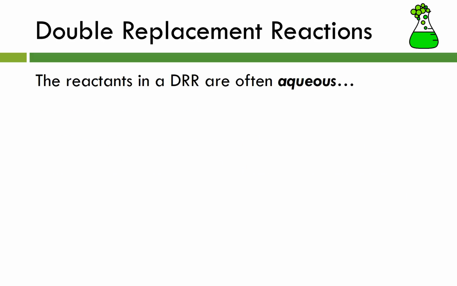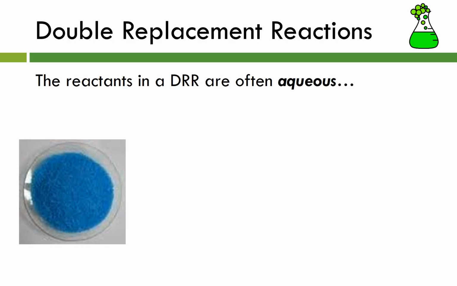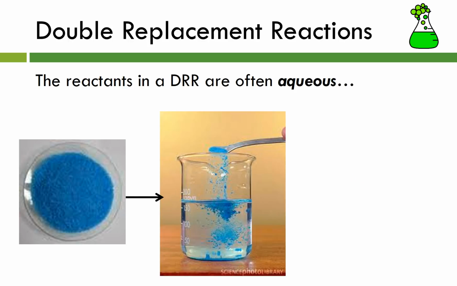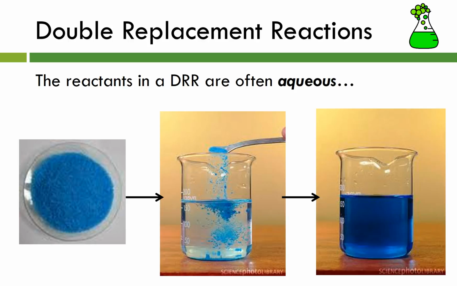All right, in our double replacement reactions, we usually start off with aqueous reactants. Just as a reminder, in order to make something aqueous, you take a solid and dissolve it in water, and you form a homogeneous mixture, also known as a solution. So we've got our solid, dissolve it, turns it into a solution. When you dissolve an ionic compound in water, you make something aqueous.